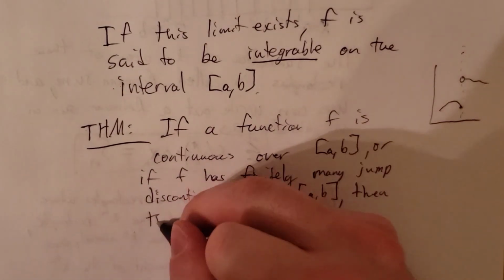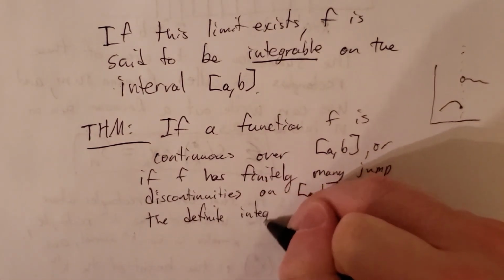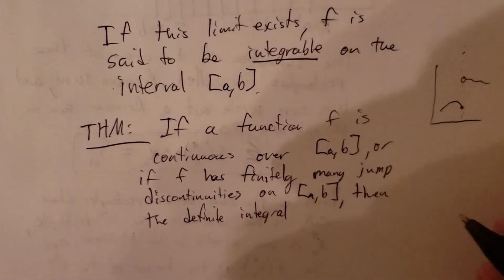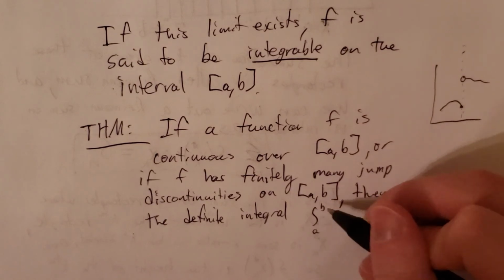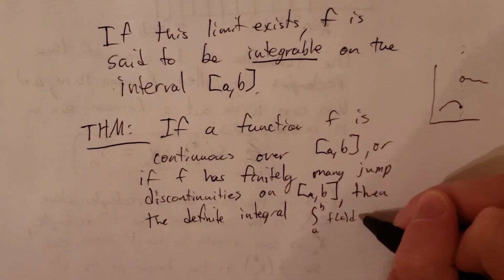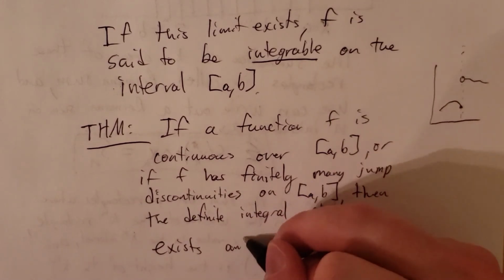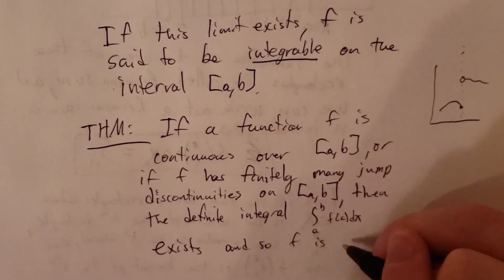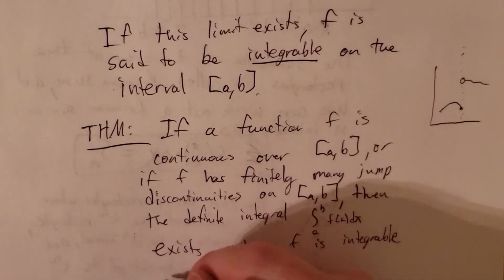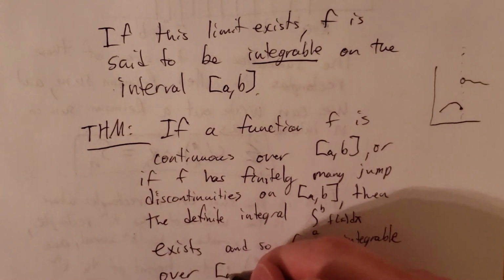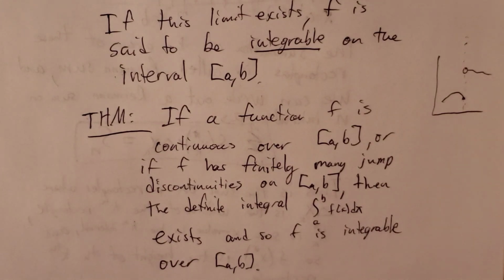then the definite integral, which is our notation for that, the integral sign from a to b of f of x dx, exists, and so f is integrable over the closed interval a to b. All right, and that is how we want to end this video.